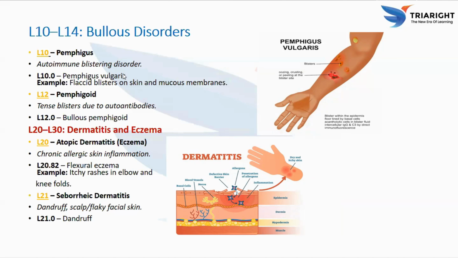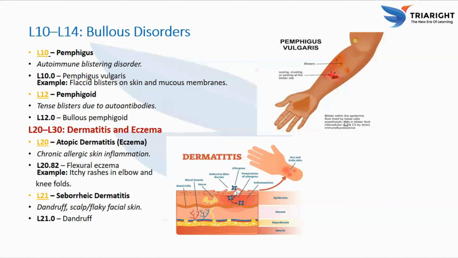L10 for pemphigus. Pemphigus is an autoimmune blistering disorder. The immune system mistakenly attacks the proteins that hold the skin cells together. So what is the subcode L10.0? It is for pemphigus vulgaris. It is caused by antibodies against the desmosomes, the cell-to-cell adhesion structures. The blisters are flaccid, soft and easily rupture.